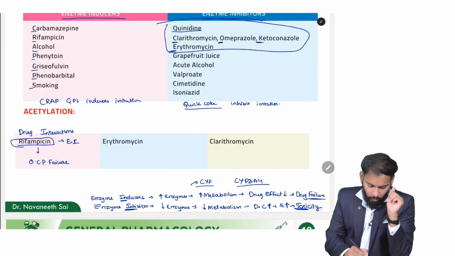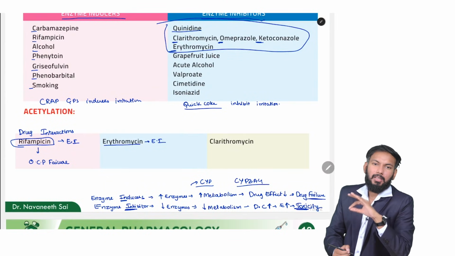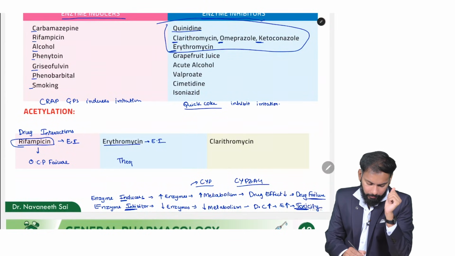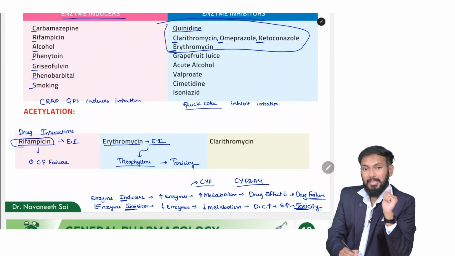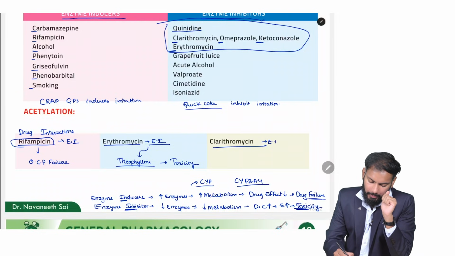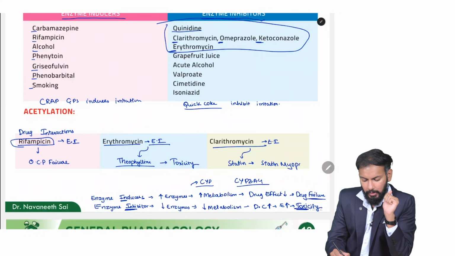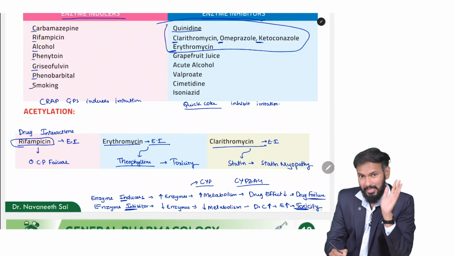Next is erythromycin. Erythromycin is an enzyme inhibitor. So in the exam generally they ask you about erythromycin and theophylline. When erythromycin is given, this will inhibit the enzymes that are metabolizing the theophylline and it will cause theophylline toxicity. Same thing with clarithromycin, it is an enzyme inhibitor. So when it is given along with statins, it will increase the toxicity of statins and it will cause statin myopathy. These are 3 clinical cases that are usually asked in the exam.